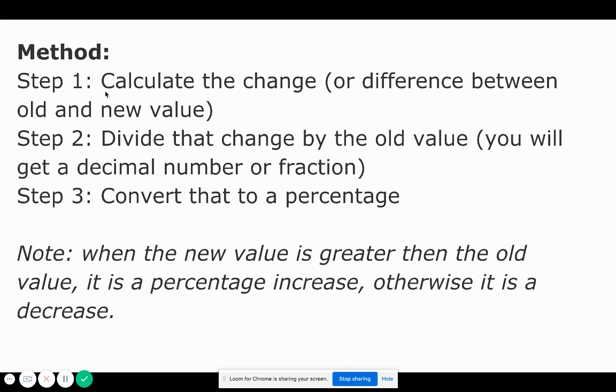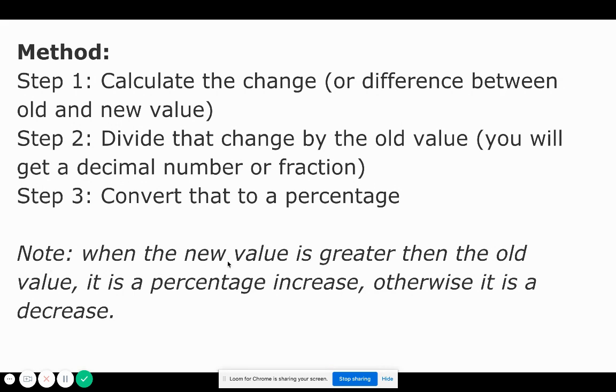Now, what is the method? I'm going to first calculate the change. This change is nothing but the difference between the old and new value. Then I'm going to divide the change by old value because I'm comparing this change with the old value. You may get a decimal number by doing this or a fraction. What are we going to do then? Whatever comparison we are doing between the change and old value, we are going to convert that into a percentage.